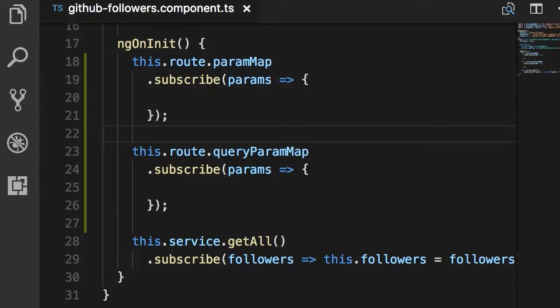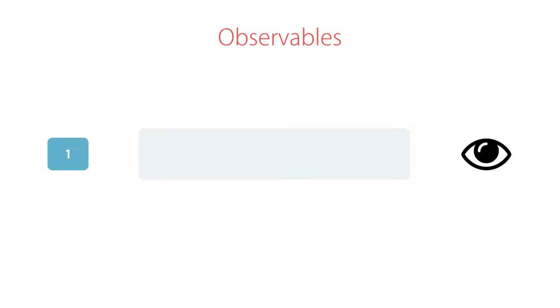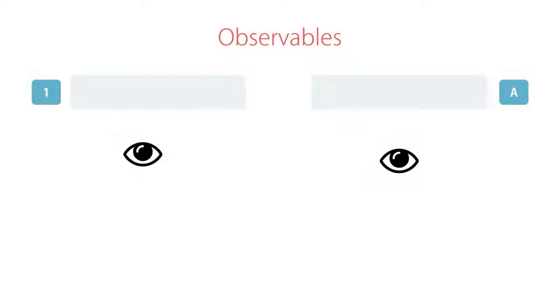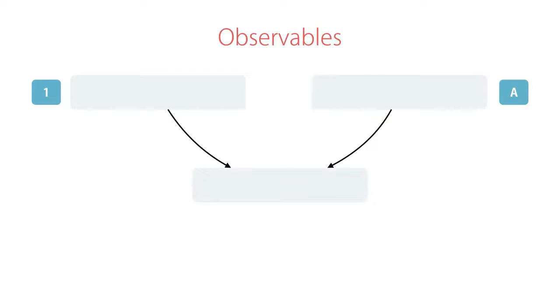So now let me show you how you can subscribe to two different observables at the same time. This is actually easier than what you might think. As you learned, an observable is a stream of asynchronous data that arrives over time. Now, instead of having two separate subscriptions to these two observables, we want to combine these observables into a new observable, and then we'll subscribe to that observable.